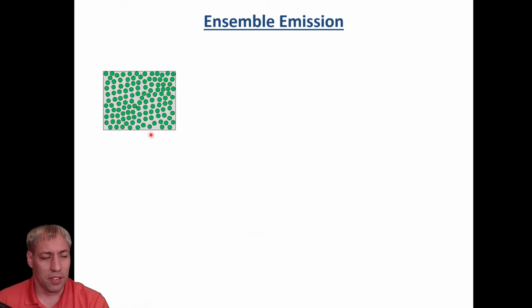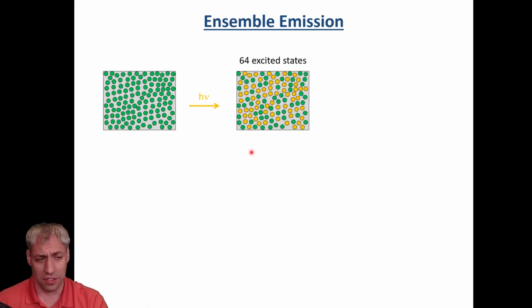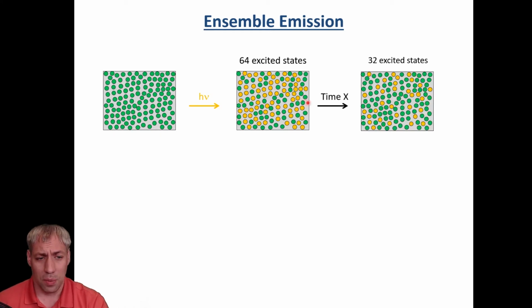Is when you have your sample, essentially you're going to shine light on it and you're going to excite some fraction of those molecules. And so in this case, we're going to excite half of them. This is completely unrealistic. You need a very, very powerful light source, but for the sake of the math we're going to do here, we'll say half these molecules get excited, and we have 64 excited states right after the pulse of light. And then we wait some time period X, and half those have gone away.